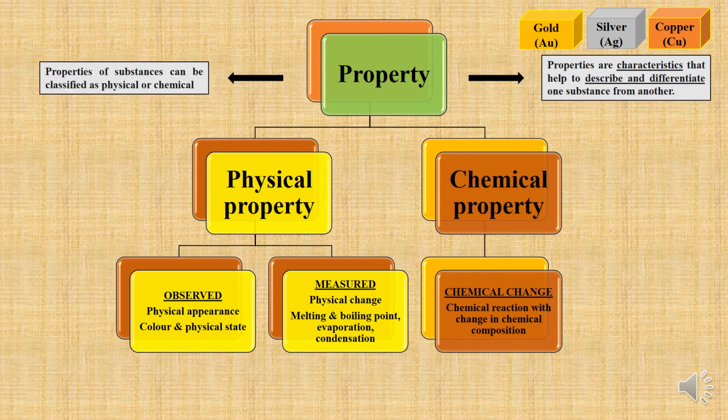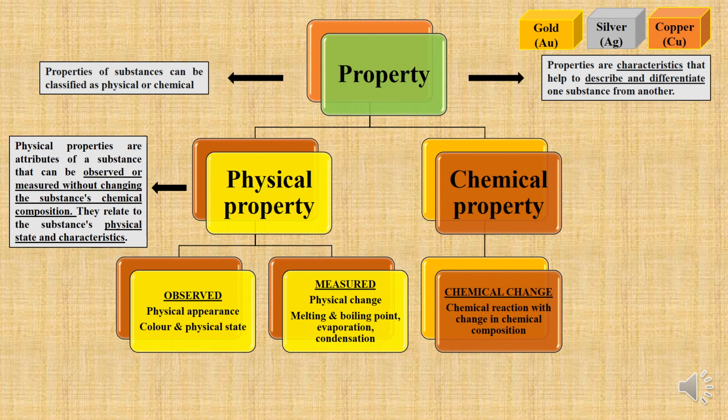Now, properties of substances can be classified as either physical or chemical. What is a physical property? Physical properties are attributes of a substance that can be observed or measured without changing the substance's chemical composition. That is, they relate to the substance's physical state and characteristics.